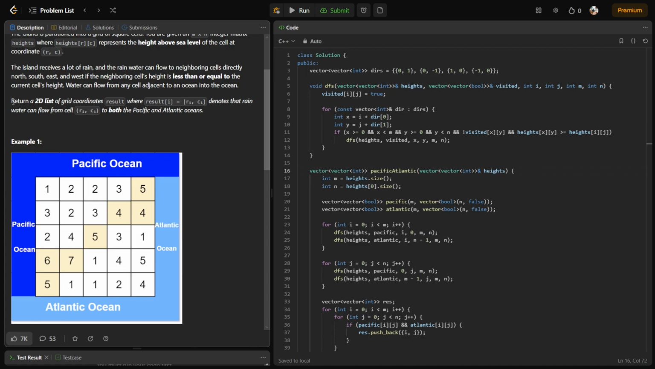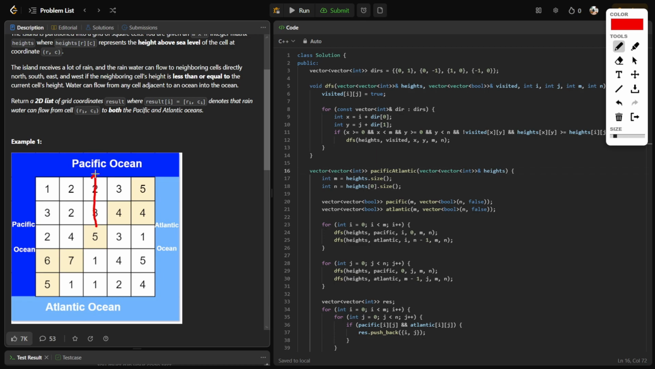So what we have to do is return a 2D list of grid coordinates, where each result denotes that rainwater can flow from the cell R, C to both the Pacific and Atlantic Oceans. Basically, it wants us to find a cell where, if rainwater were dropped there, it can flow to the Pacific Ocean and to the Atlantic Ocean as well.